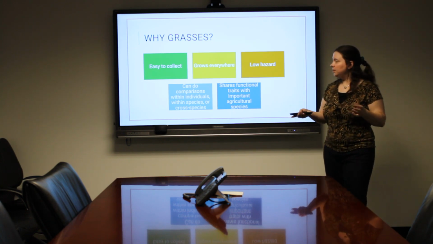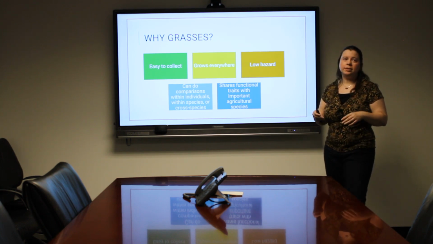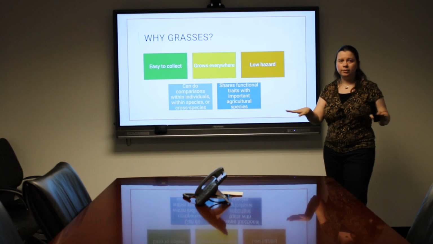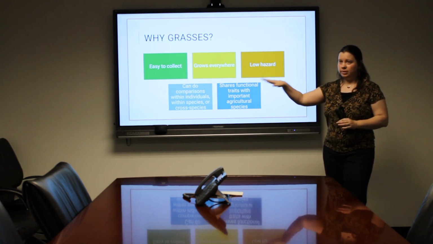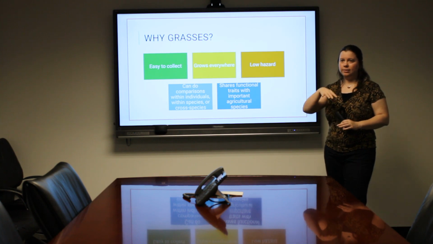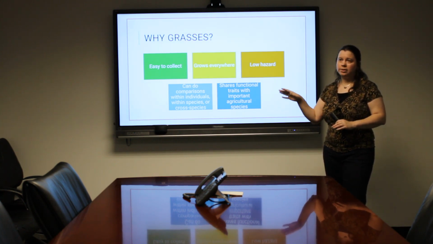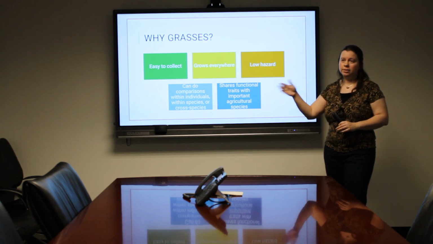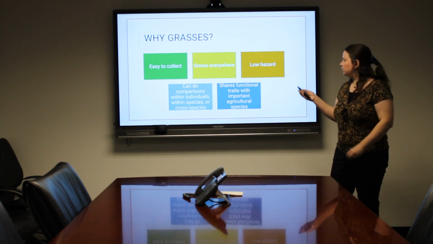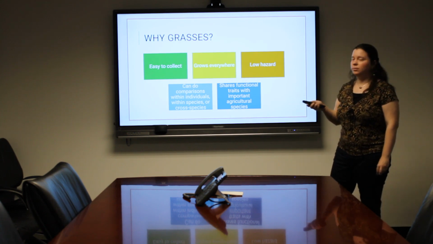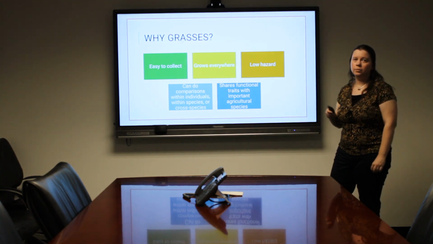You can do comparisons within individuals, within species, or cross species. Since these grasses have a tendency to spread out, you can sample the same individual many times, or if you space your samples out, you can do several different members of the same species, or since there's a lot of variety of grasses out there, you can do comparisons between species as well. They also share functional traits with some really important agricultural species, such as corn, rice, and wheat.